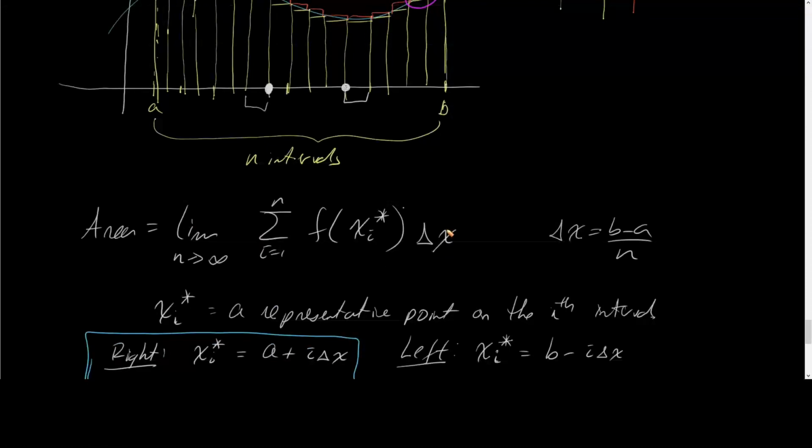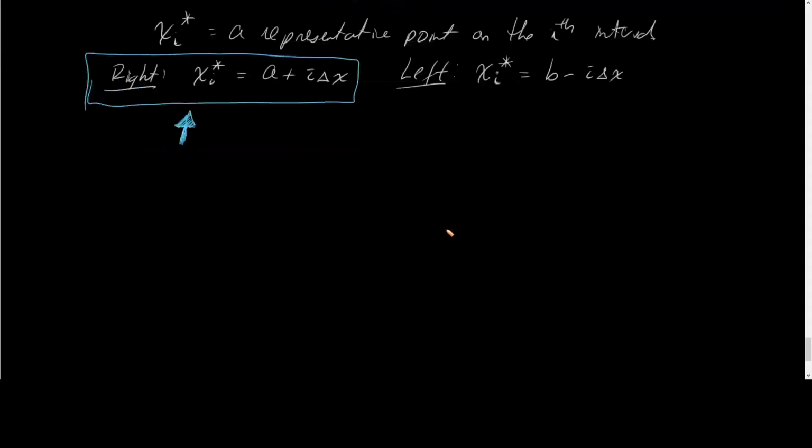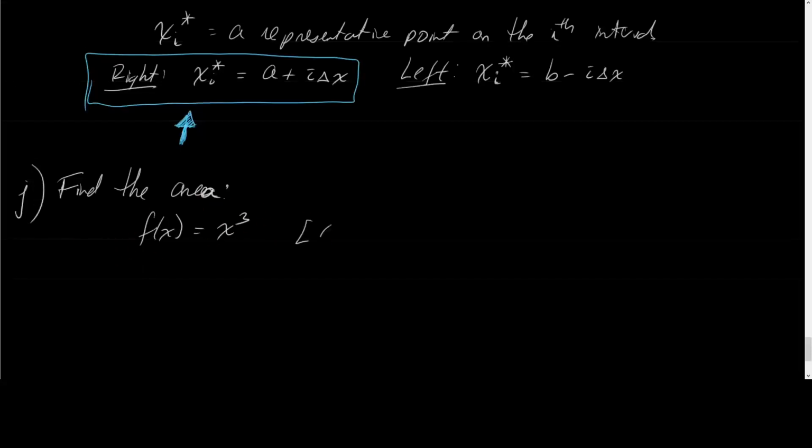So let's do an example here. I think I'm at Example J. Let's find the area of the region. And what we mean is the area of the region bounded by this stuff. So find the area of f of x equals x cubed on the interval from 0 to 1.